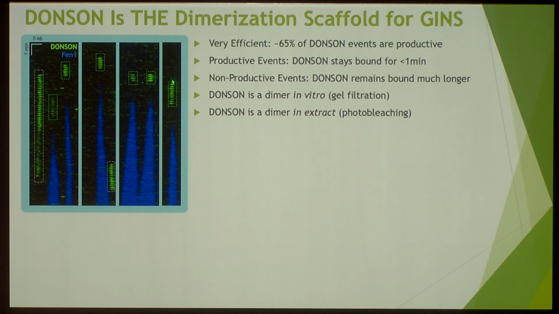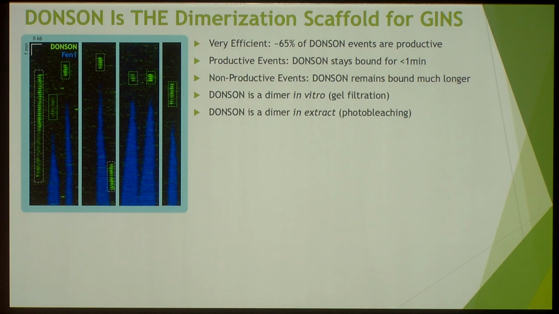factors, transient recruitment of Donson, dissociation, and immediately origin firing within a few minutes. And again, Donson is very efficient, so 2/3 of the events are productive. And the events that are productive are actually quite short-lived, only about a minute. And then they dissociate. However, the events that are non-productive tend to be much longer, and eventually they disappear because they photobleach. But when they photobleach, we can tell that there's 2 copies of Donson there. And we also check that it's a dimer using other approaches.